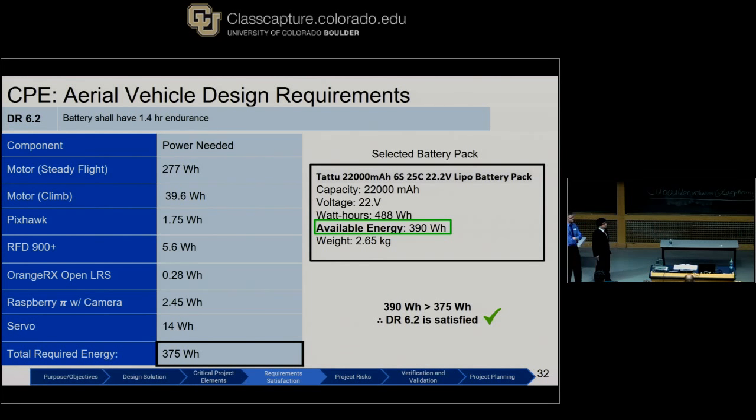Now, derived requirement 6.2, the battery shall have a 1.4 hour endurance. On the left here are the power requirements for all of the main components of our aircraft. If you look at the motor, there are two phases of the flight. There's steady flight, where the assumption is the thrust is equal to the drag experienced. And then during climb, where we have a climb rate of approximately 7 meters per second, yielding this power needed. And then this total energy requires 375 watt hours, and the battery will provide 390 watt hours, therefore derived requirement 6.2 is satisfied.